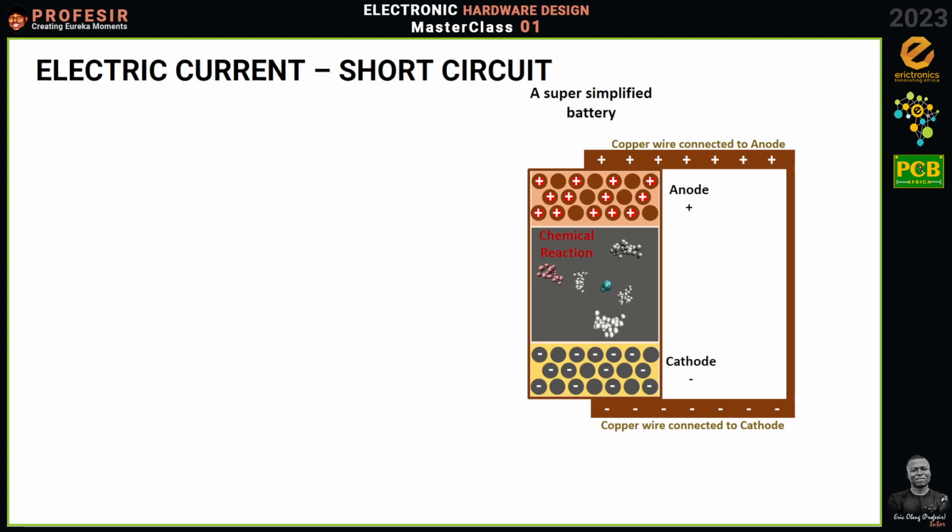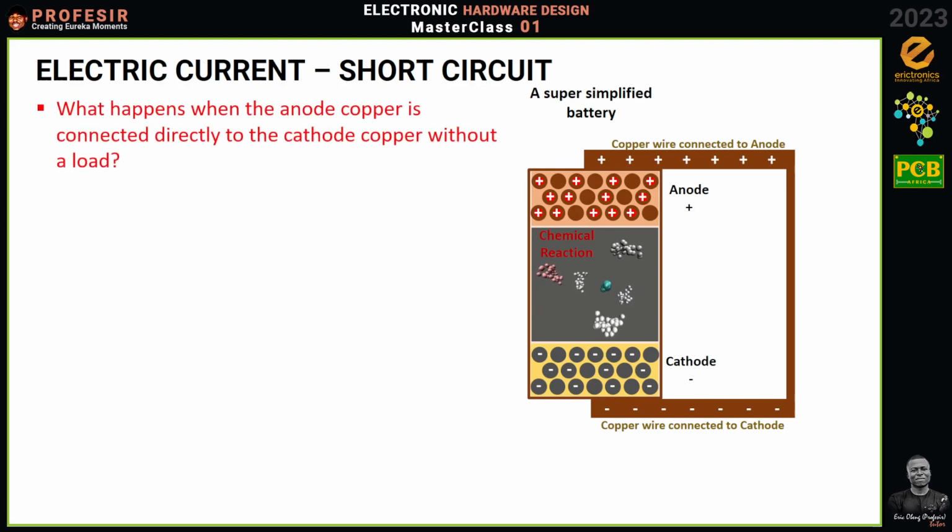Now, the third scenario. The first one was no connection between the terminals. The second one was we connected a bulb between them. Now, the third one is instead of a bulb, we are connecting another copper wire between them. So we are bridging the copper wire from the anode to the cathode, right? What would happen when we do this? The question is, what happens when the anode copper is connected directly to the cathode copper without a load? Probably some of you already have an idea of what will happen, right?